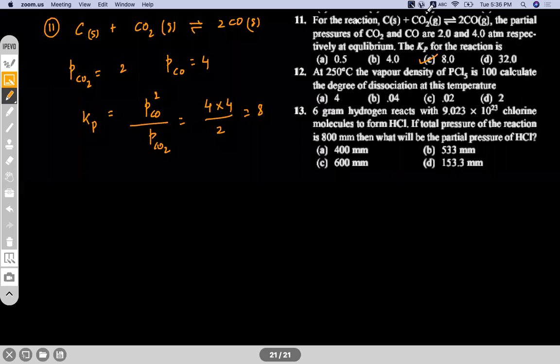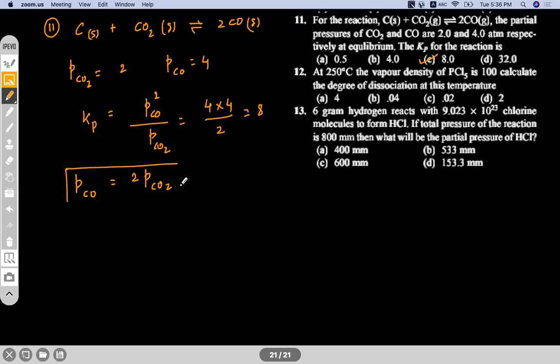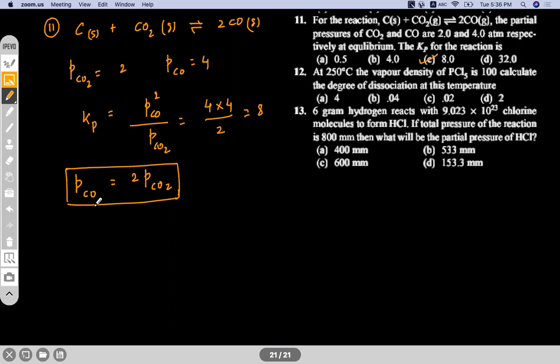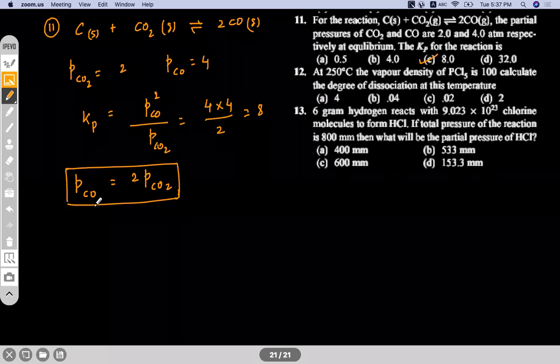You see, the molar ratio of CO2 and CO is 1:2. Correct? So the partial pressure of CO, if I write it down, will be twice the partial pressure of CO2. That is for sure, because the molar ratio is 1:2. And we know pressure is directly proportional to the number of moles. So with the molar ratio, we can have the relation of partial pressure. Then if total pressure is given, we can find out the partial pressure of each component, and then Kp. That is also one way.